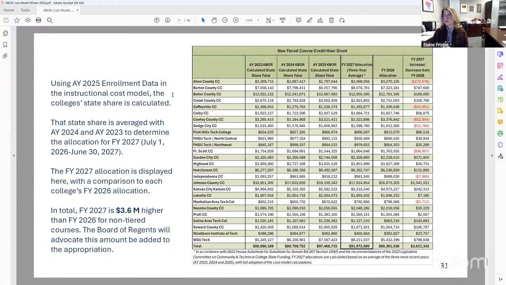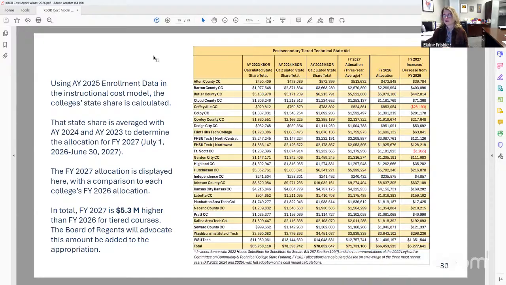So these numbers, the 3.6 million and the 5.3 million, will be used to advocate with the legislature this session to say, if you want to fully adopt the cost model, as you have been doing, these are the amounts that you need to add to the budget for the Board of Regents to fund this.